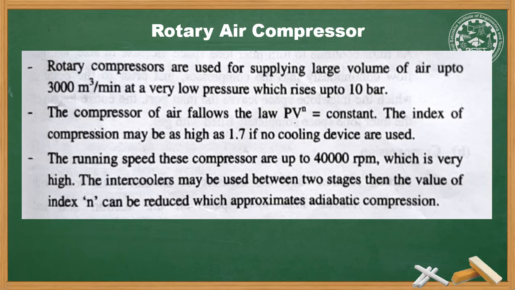The index of compression may be as high as 1.7 if no cooling device is used. The running speed of this compressor is up to about 40,000 rpm, which is very high. The intercooler may be used between stages, then the value of the index can be reduced to approximate adiabatic compression. The rotary compressors are divided into two types: positive displacement compressor and non-positive displacement compressor.